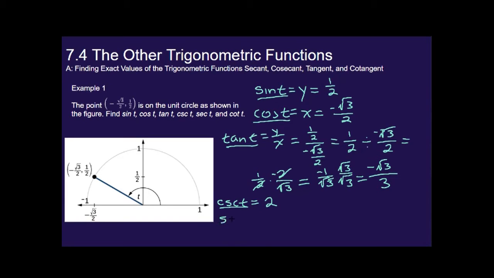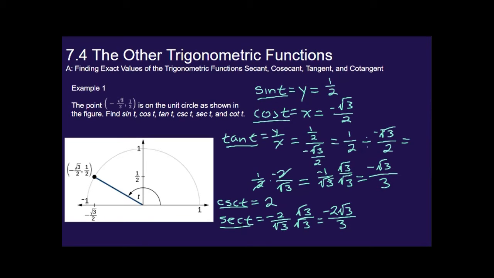Then I'm going to find the secant of t, right? I'm going to take the reciprocal of the cosine, -√3/2. So it's going to be -2 over the square root of 3. Now once again, this is the value of the secant of t, but I need to rationalize that denominator. So square root of 3 over square root of 3, and I get -2√3 over 3 for the secant of t.